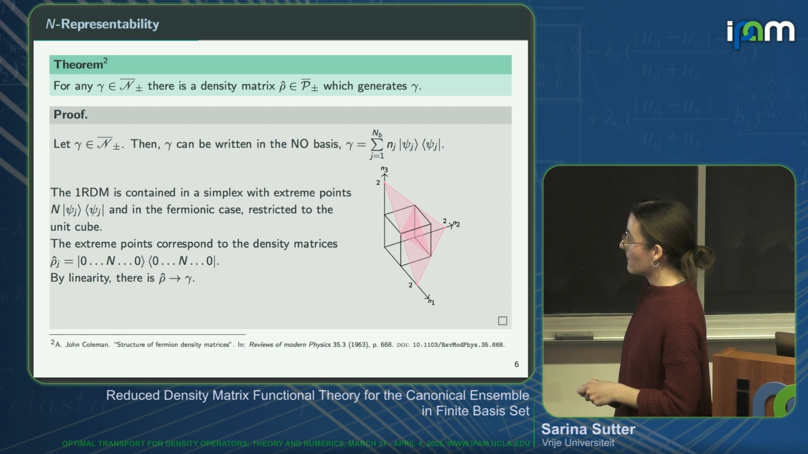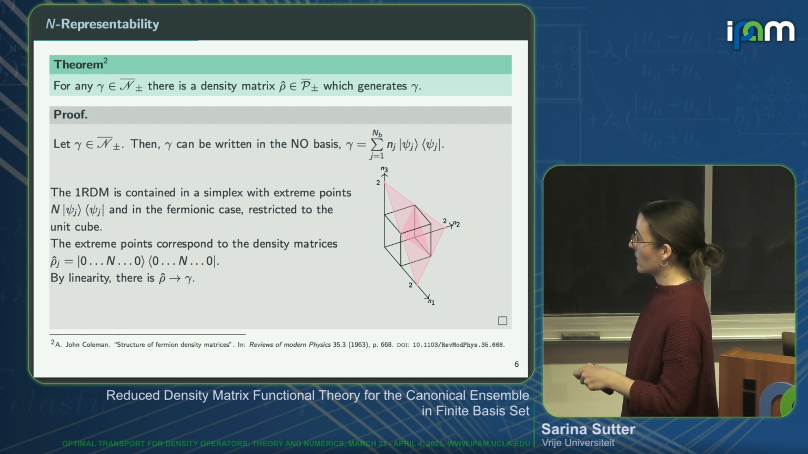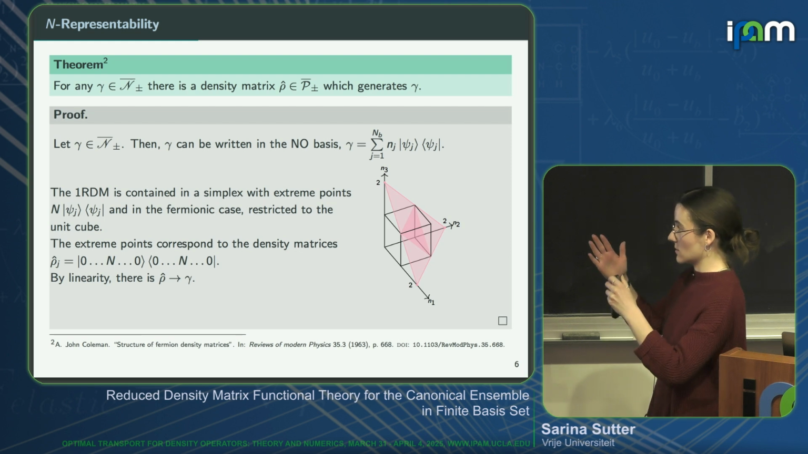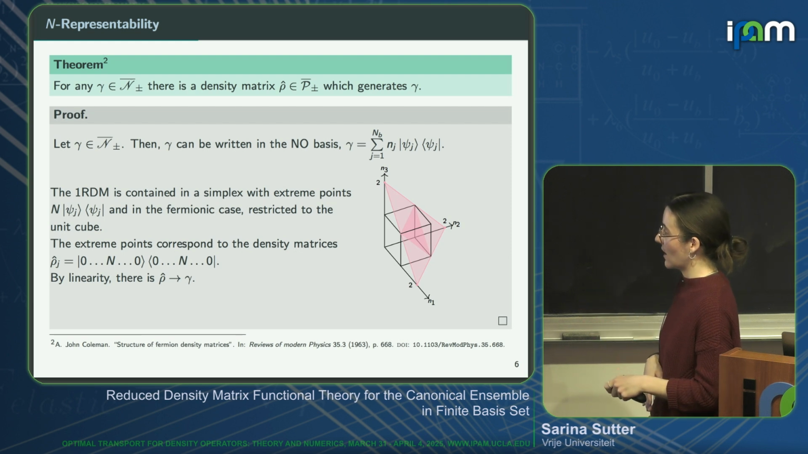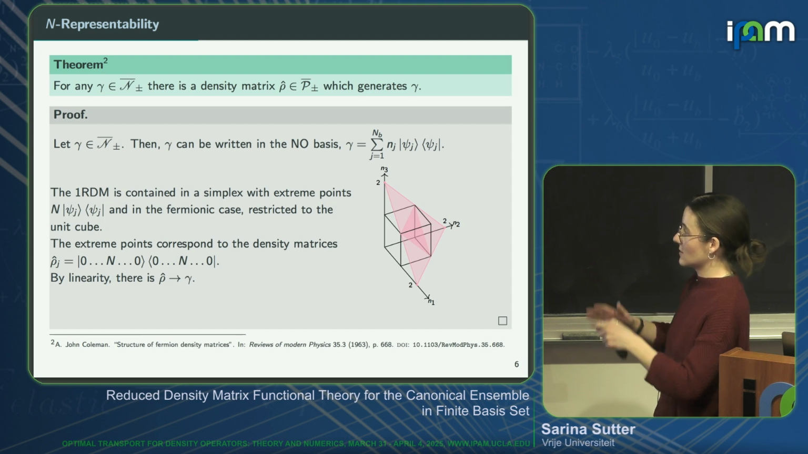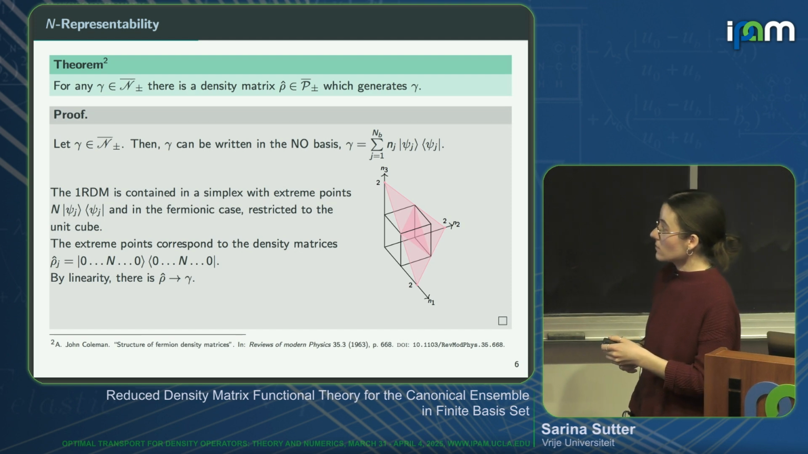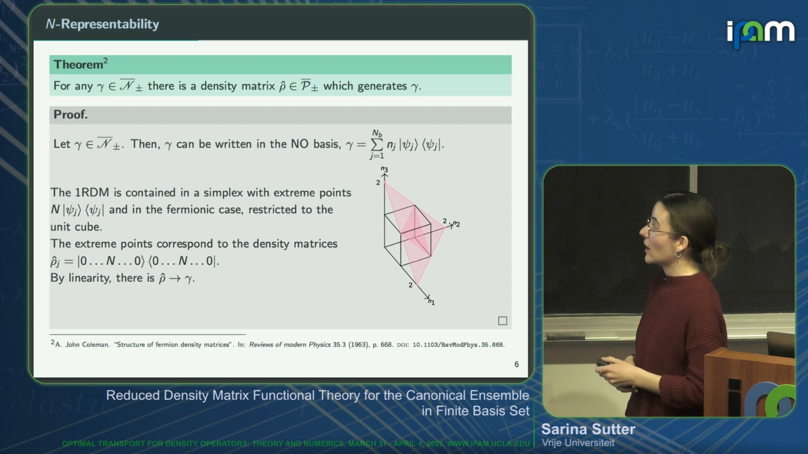So here is a picture to try to illustrate it. We have 3 basis functions. Each arrow means how many particles we have in each basis function, and we have 2 particles. This set here, the larger triangle, is our set N-bar plus, so for bosons, and the smaller triangle is the larger triangle restricted to the unit cube, and this is the set N minus, so for fermions.